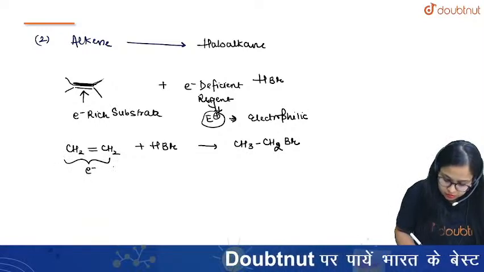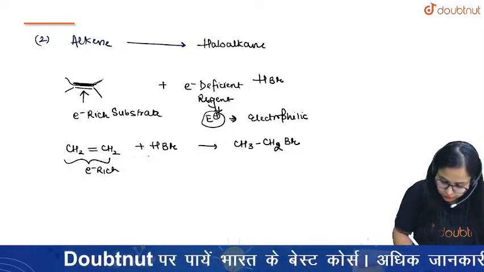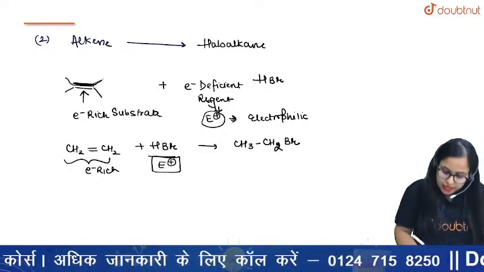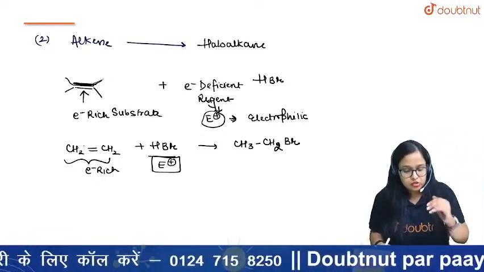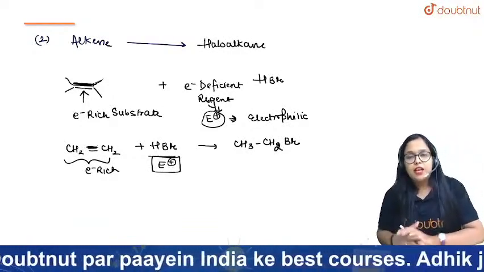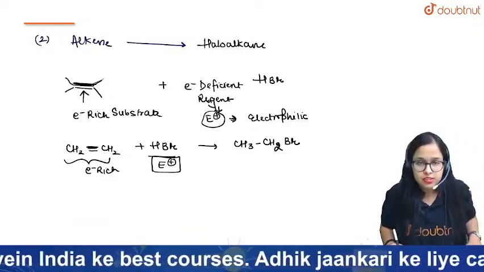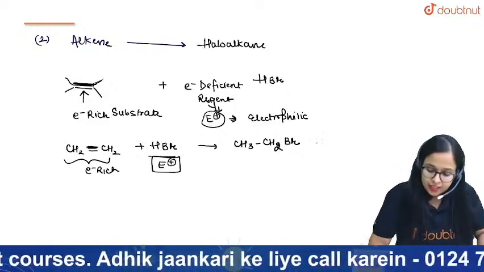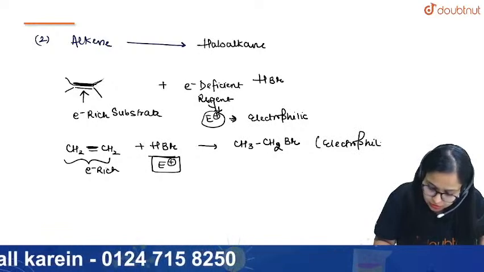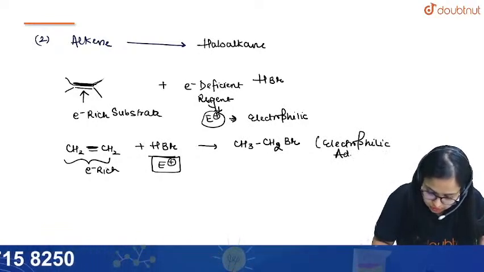The substrate is electron rich. An electron rich substrate attracts an electrophile. Whenever an electrophile participates, it is an electrophilic reaction, and nothing has been substituted. It is just the addition, that is, the pi bond is broken and H and Br add to the alkene, which is the substrate. So this is an electrophilic addition reaction. In alkenes, we generally observe electrophilic addition reactions.